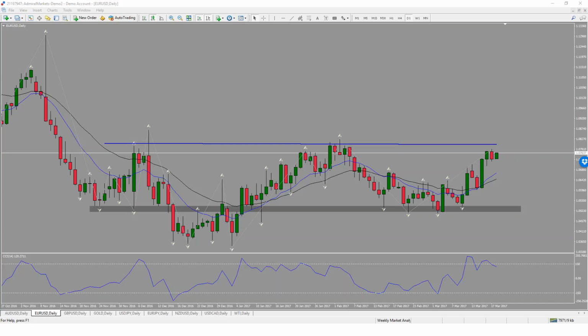EUR/USD 38 Fib level. What's the question? Question is, can this be pushed down to the 38.2 level? Whether it can or not, it doesn't really affect what we're looking for.